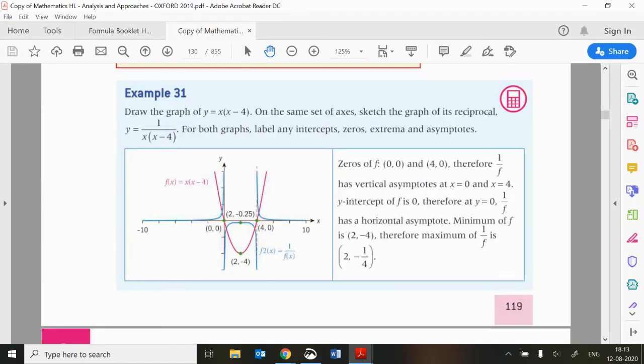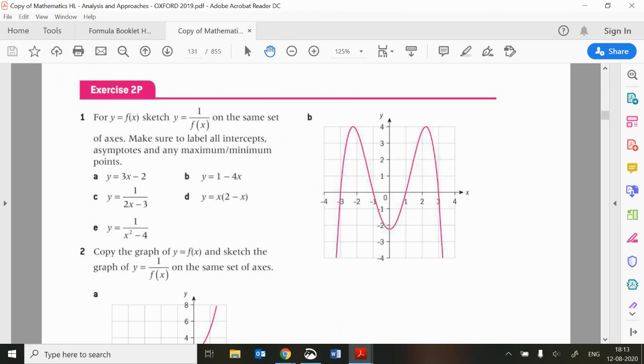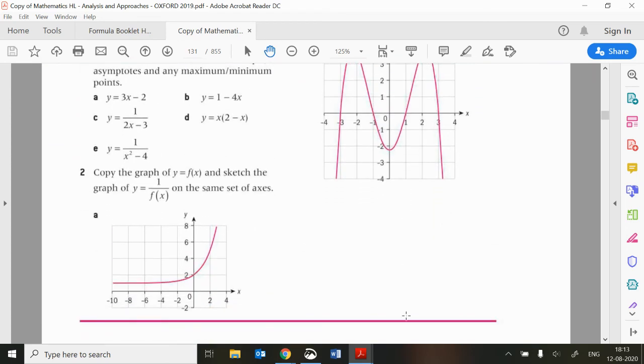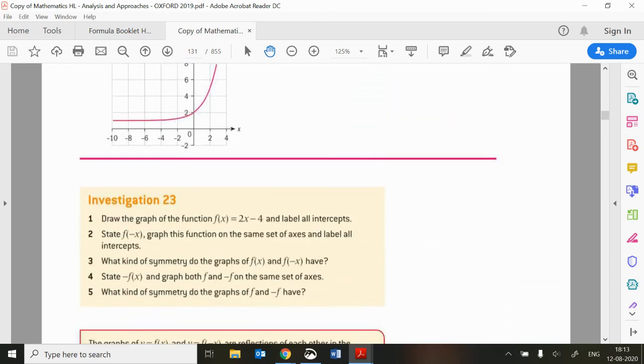Let's just see how they write that down. They say 1 over f has a horizontal asymptote at y equals 0. That's all they've stated. Yeah, okay. Right, that takes you to 2p, and there are your questions. Only 2 of the questions there, so make sure you're getting some decent practice.